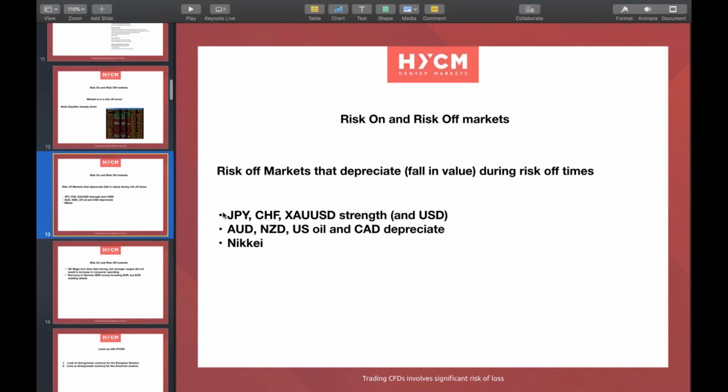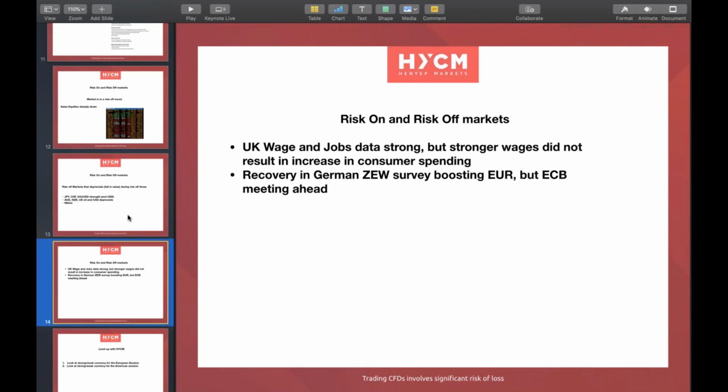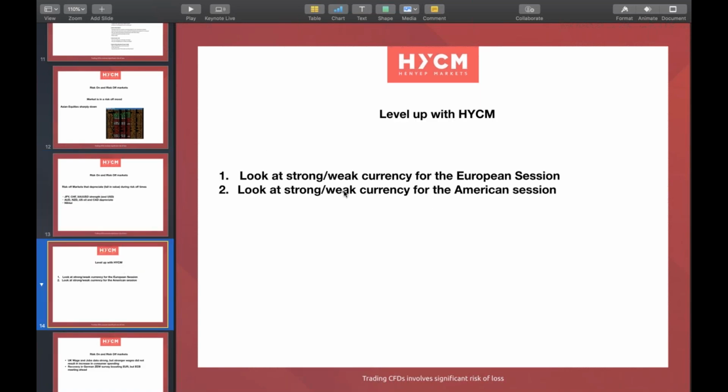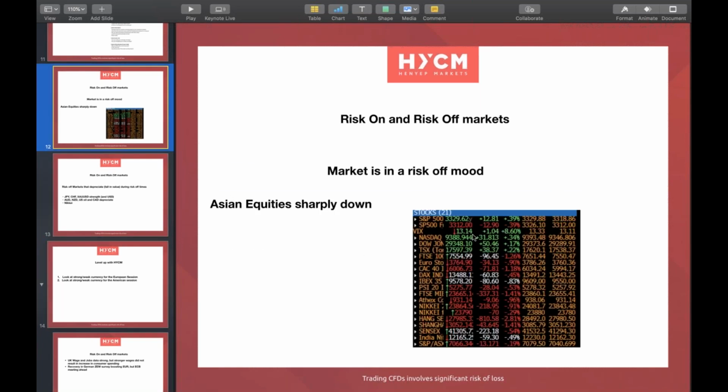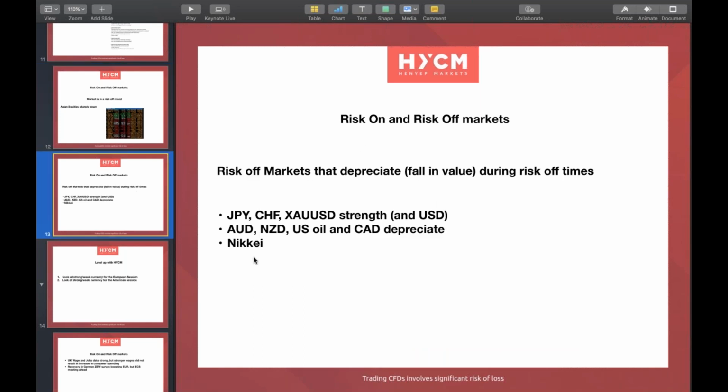Okay, so that is the situation that we had. Looking back, the first thing we want to do is look at strong and weak currency for the European session. Bearing in mind that we're in a clear risk-off market, all the equity markets were heavily down. Remember, equity traders are very sensitive to risk. So when equity traders start selling their equities, we know that they're heightened in their risk environment. So that's why we see a risk-off mood coming back into the currency markets.